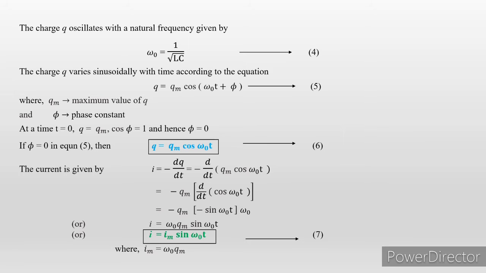Hence I is equal to minus Qm into d by dt of cos omega naught t, that is equal to minus Qm into minus sin omega naught t into omega naught, or I equal to omega naught Qm into sin omega naught t, or I equal to Im sin omega naught t. This is equation 7, where Im is equal to omega naught Qm.